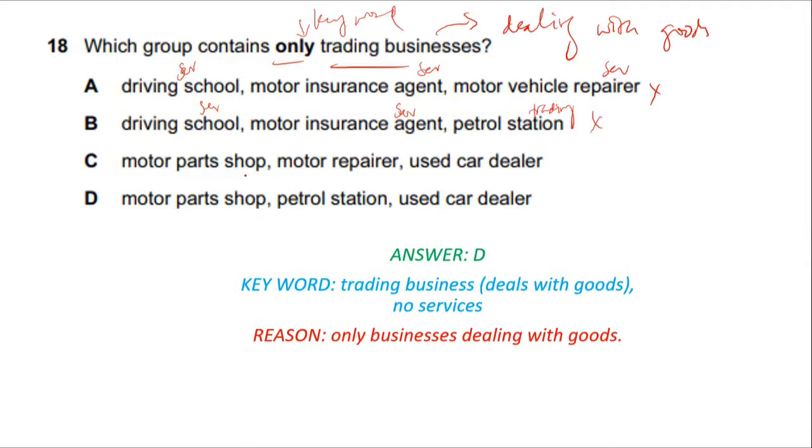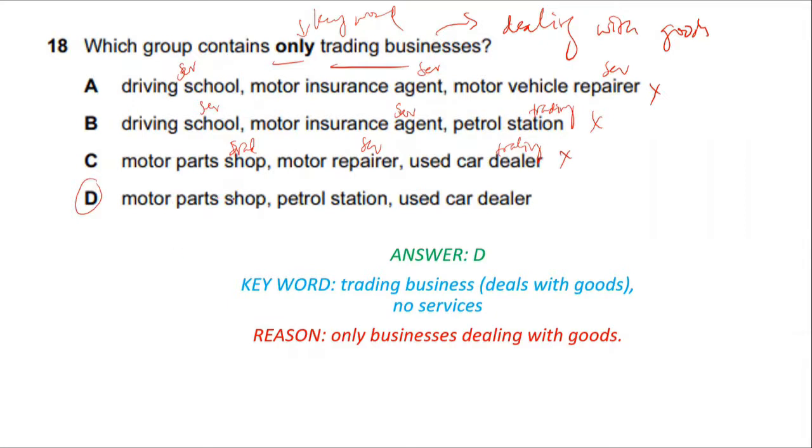Option C, a motor parts shop. This is a trading business because they are selling motor parts. Motor repair, again, it's a service business. This is a trading as well. So it has two trading, but still it has one service. Option C is incorrect. So A, B, C are incorrect. Ultimately, you come down to option D. Option D is the correct answer.